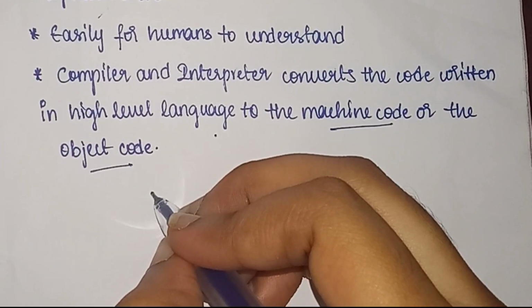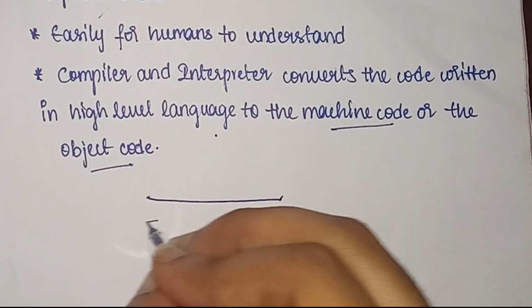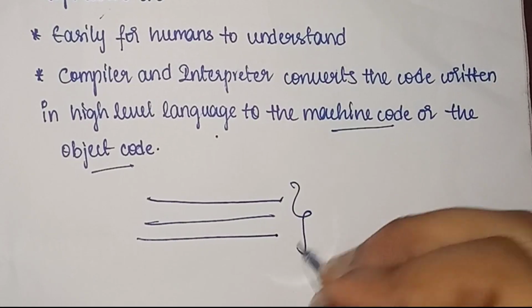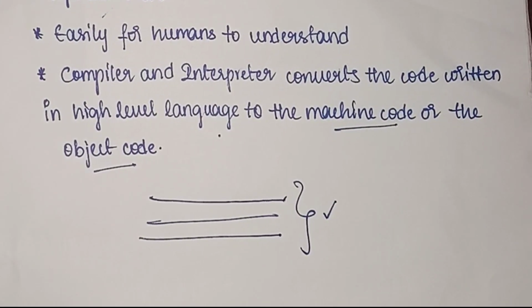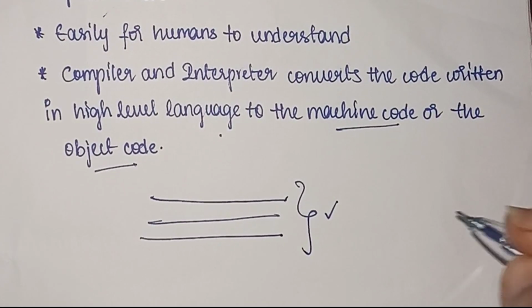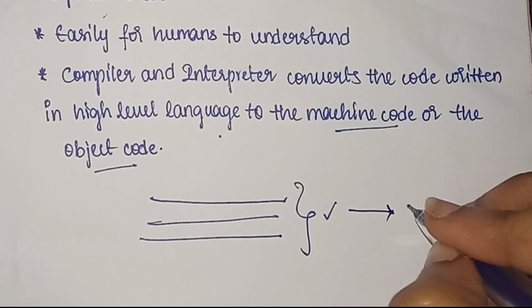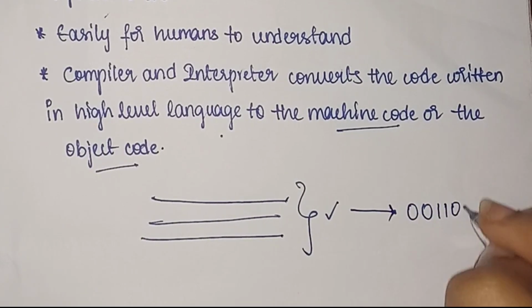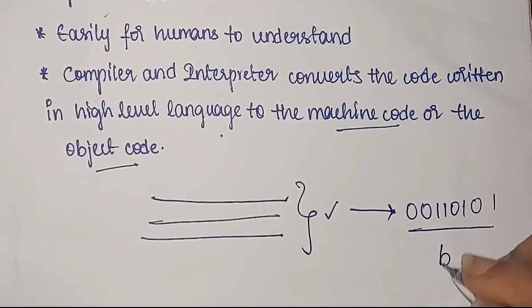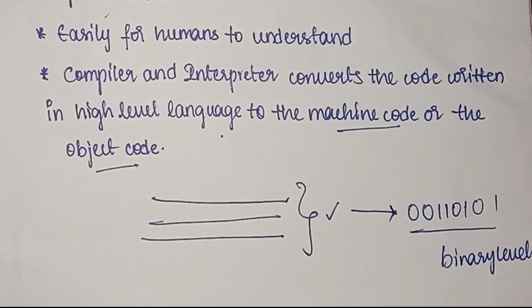Suppose I am writing two to three lines of code, and this code is written in high level language. So what does this compiler do? It converts it into a combination of zeros and ones. So this is called binary level language, which is understandable by the computer.